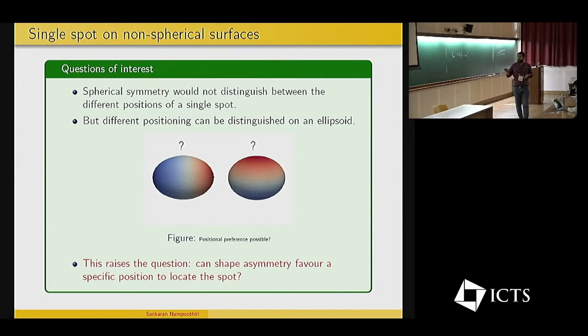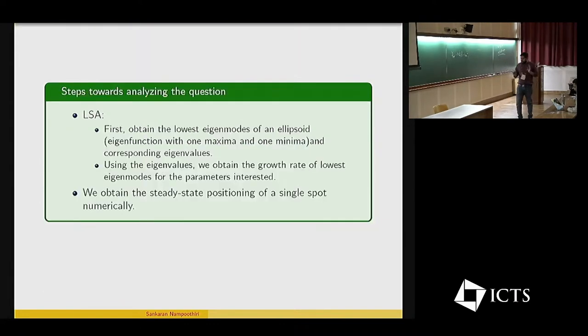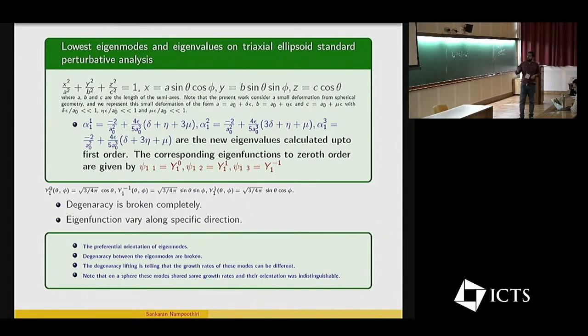So all these questions you can ask in the case of a non-spherical surface. For demonstrative purposes, I am taking an ellipsoid. So the question is, can the shape or symmetry favor a specific position? The strategy I already told you: do LSA, that's the most important thing. Here, you get the lowest eigenmode, the eigenfunction with one maximum and one minimum. The reason I am interested only in a single spot is this. And then obtain the growth rate of the modes for the parameters of interest.